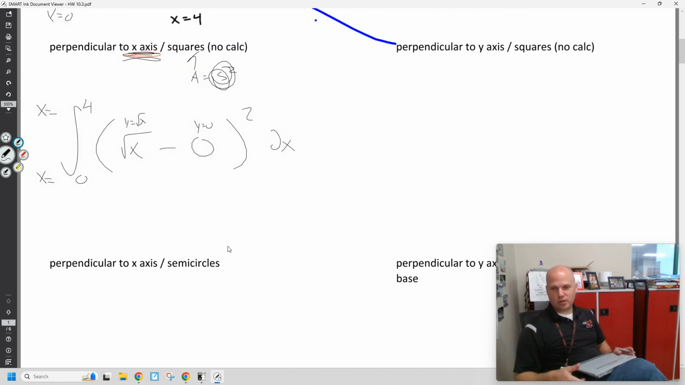I tell you to not use a calculator. That means I need you to evaluate this integral. Well, how the heck do I take the antiderivative of that? You simplify. When in doubt, try to simplify. So I got the integral from 0 to 4 of root x squared, which is just x. Take the antiderivative. Don't forget to take the antiderivative.